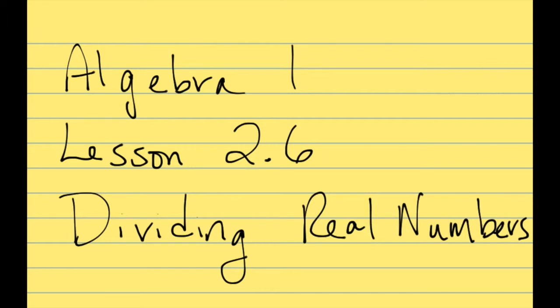Today we're learning how to divide real numbers. And just like subtraction, we're going to rephrase the idea of dividing in terms of multiplying, because when we say dividing, we're actually multiplying by the multiplicative inverse. Now, the multiplicative inverse of a number is a number that when I multiply it, I get 1.